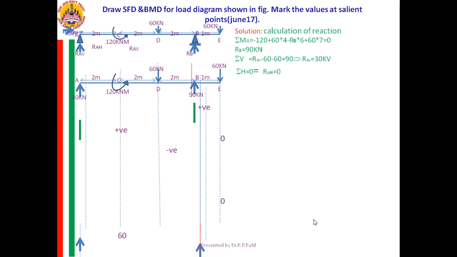Okay. We shall start with the SF calculation. So, I will start from A. SF at left of A. Left of A, no forces. SF is 0. Yes, then I am going for SF at right of A. Till the left of A it is 0. What is the new force there? That is 30 kilonewton.